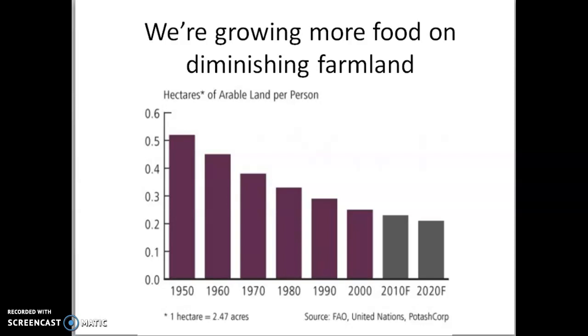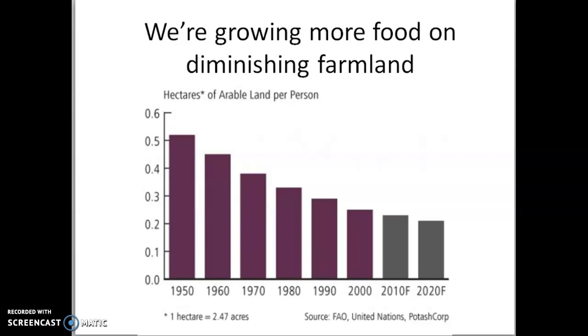So you can see here we've got hectares of arable land per person. Arable land is basically cultivated land, so land that is ploughed and planted with something. Hectares, so 2.47 acres in a hectare. So in 1950 we had slightly more than an acre of farmland per person, whereas now it's down to much less than that.